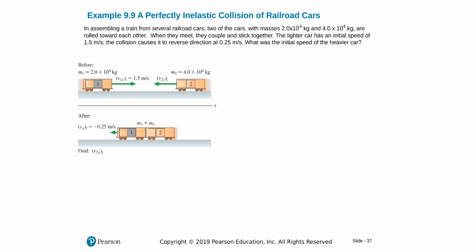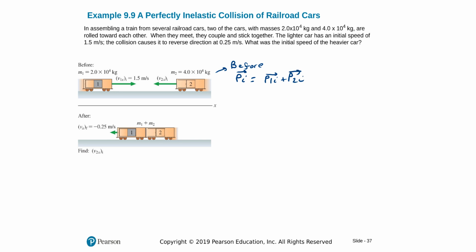In assembling a train from several railroad cars, two of the cars with masses 2 times 10 to the 4 kilograms and 4 times 10 to the 4 kilograms are rolled towards each other. So this is the before picture, which I already drew for us. We have P initial, and that's a vector again. It's equal to P1 initial plus P2 initial.